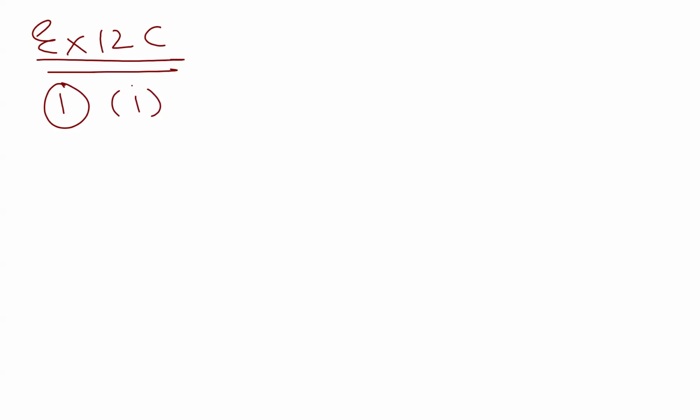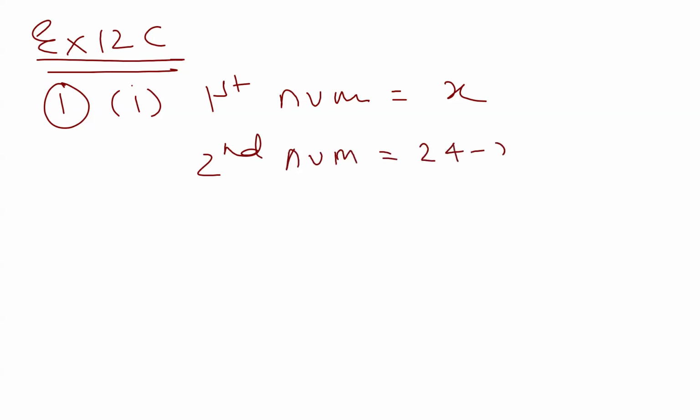Find two positive numbers whose sum is 24 and the product is as large as possible. So let the first number be x. So the second number will be 24 minus x. Whatever is remaining from 24, that we will take as the second number, 24 minus x.